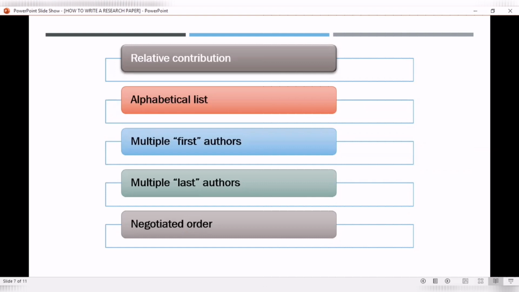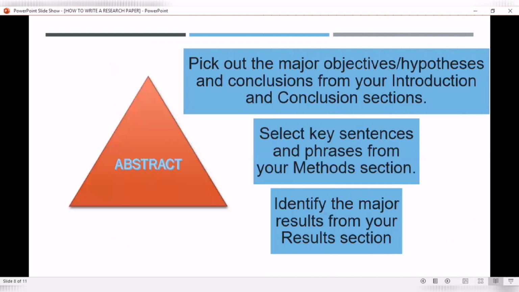Similar is the case with last author. And the last one is the negotiated author, which is settled after discussion. So the third one is abstract.